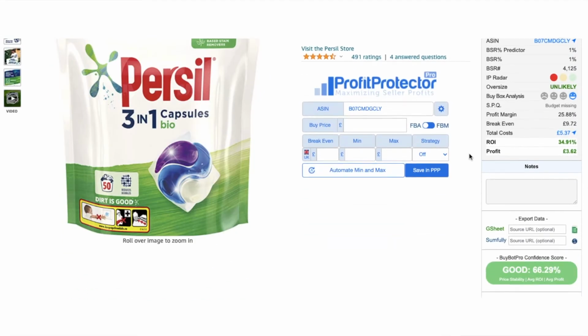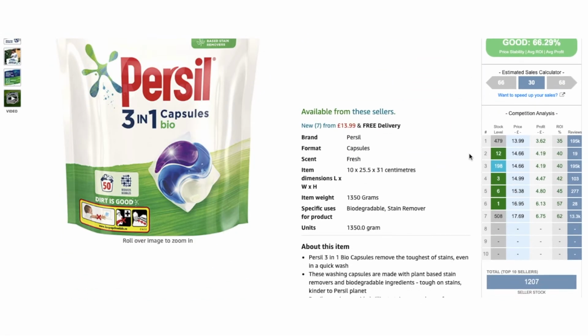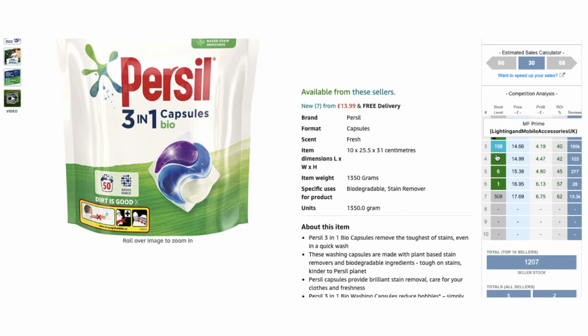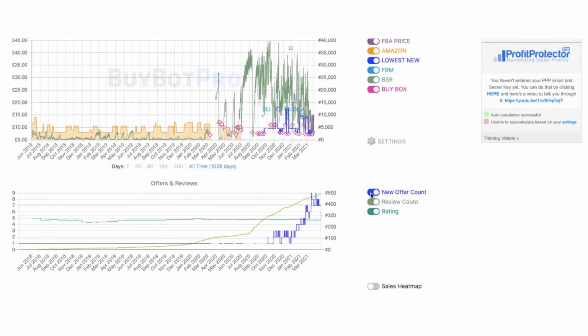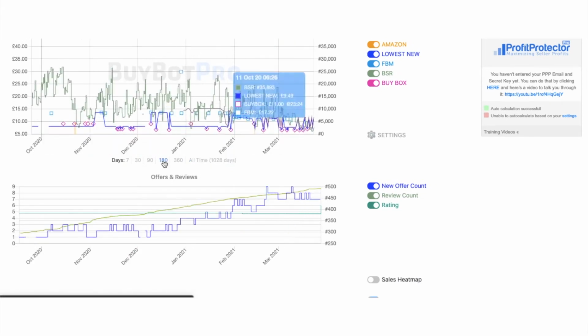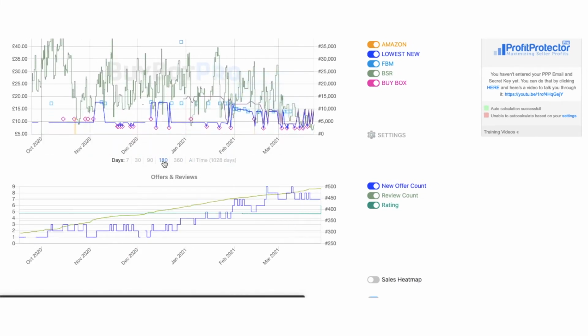Now, we can never be sure, we can never be guaranteed, okay, but what we can do is do our best to read the graph's history to figure out what is going on here, just to figure out whether this brand is a risk. Okay, so I'm just going to show you how you can use the BuyBotPro offers and reviews graph here to actually see what's going on.